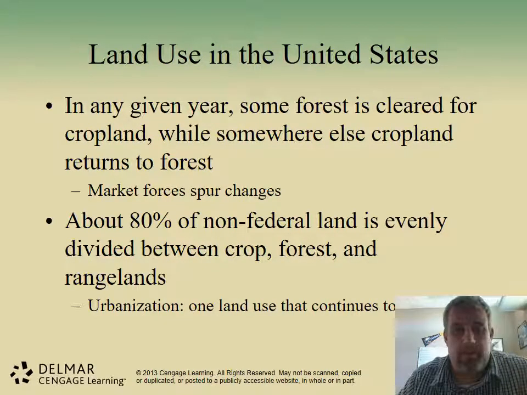When we look at the land uses in the United States, approximately 80% of all the land is utilized for crops or forest or rangeland, and this is not even including the National Park Service lands or any of the other federal protected lands such as forests and BLM type lands.